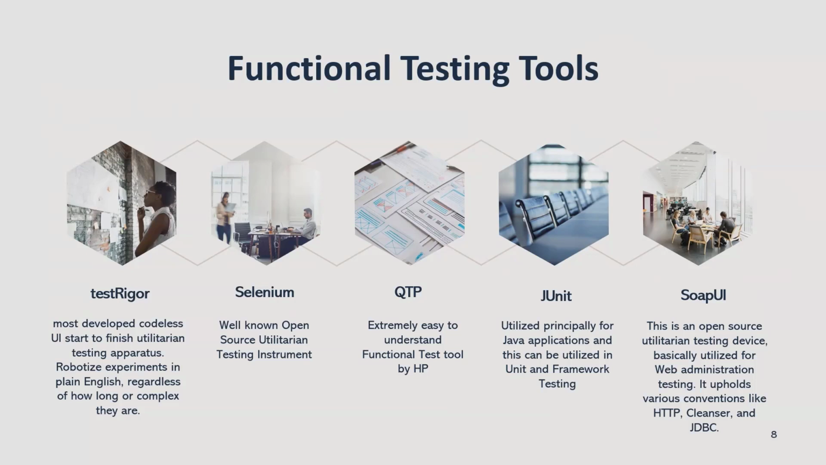Selenium is the second one, which is an open source tool used to generate code for testing. We can also perform functional testing manually, but for automation we can use any of the tools like QTP, JUnit, and SoapUI. These are the tools listed here, but if you Google it, you'll find lots of tools available for testing the functionality of any application.